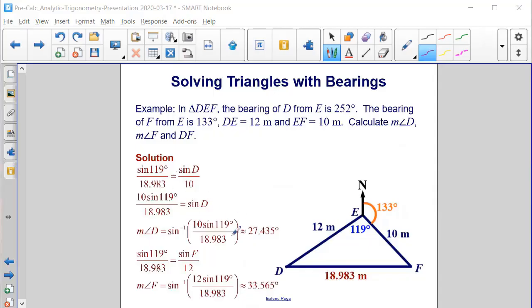And here are the solutions that we found. It does show that we use the law of sines to determine the measurement of angle D, which again was 27.435. And then you can either elect to use the law of sines again to get 33.565 using the work shown here, or you could use the triangle sum theorem and add up 27.435 and 119 and then subtract that value from 180. Either way, you will get the answer of 33.565 degrees for the measurement of angle F.